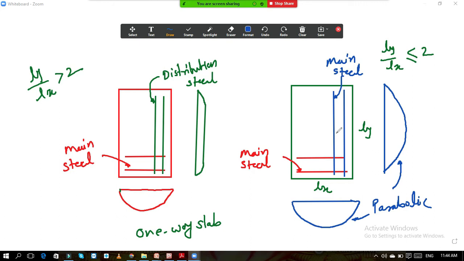Okay. So based on the different boundary conditions, that is the different types of supports provided to the slab, whether the slab is supported on two parallel sides or on all four sides, depending upon those conditions we need to consider different things while designing the slab. Okay. So this is the basic concept and theory of one-way slab and two-way slab.